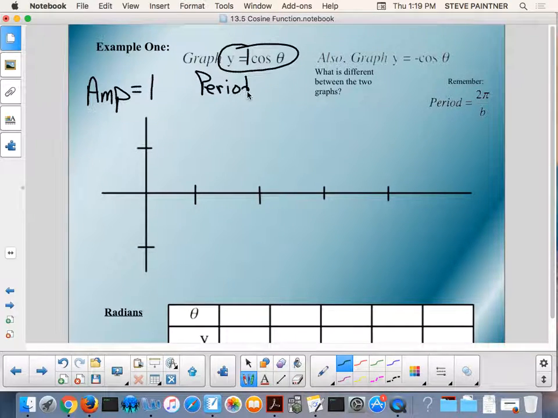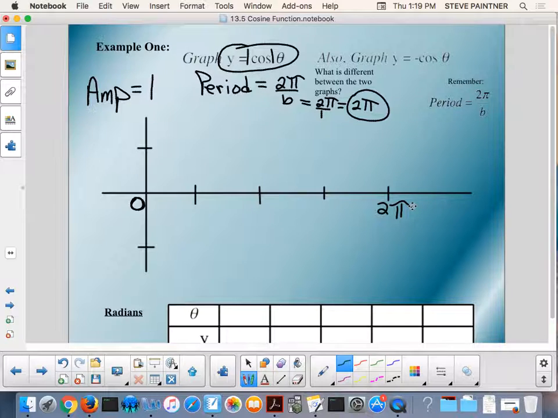Period. Period is always 2 pi over what? B. Where's B? 1. But where is it? Between cosine and theta, in front of theta. Yep, right here. So we put that in there. That's just 2 pi over 1, so your period is 2 pi. If I know my period's 2 pi, I know I start at 0 radians, and I will make the entire wave by the 4th interval. Right there. Good?